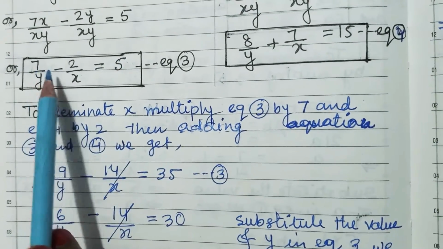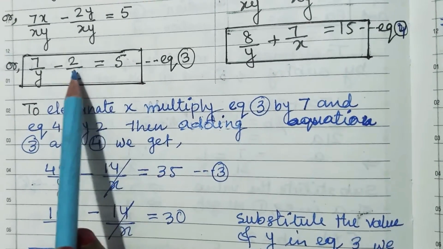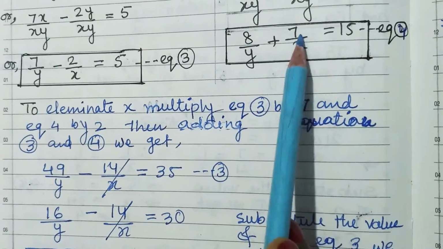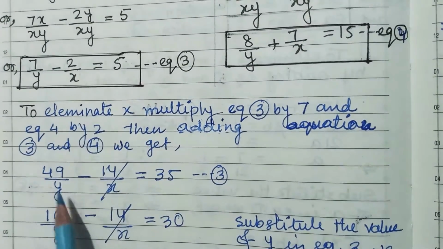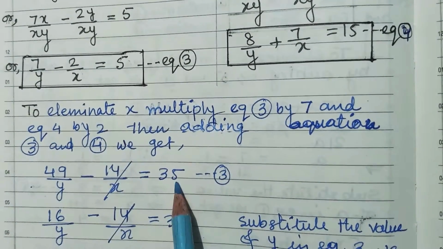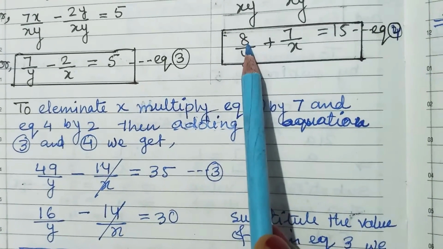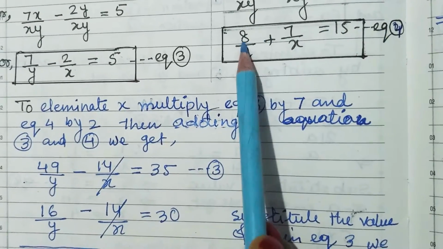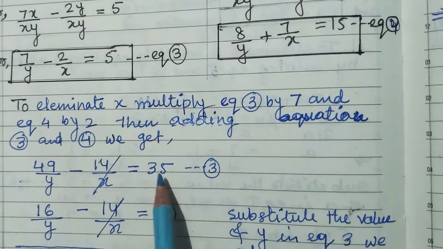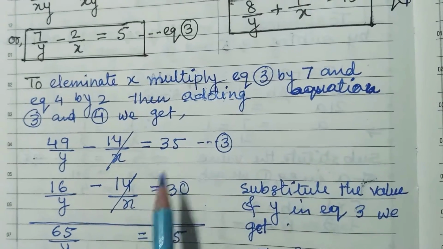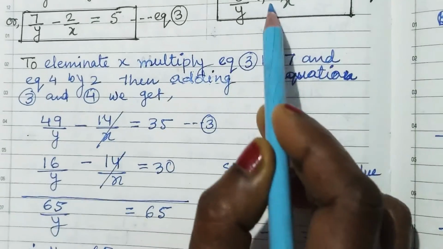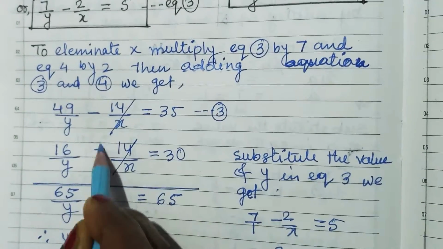To eliminate x, you have to multiply equation 3 by 7 and equation 4 by 2. Then it is 49 upon y minus 14 upon x is equal to 5 sevens are 35. And this one is 16 upon y plus 14 upon x is equal to 30, since you multiplied by 2. These two. Now you add. This one is a plus.